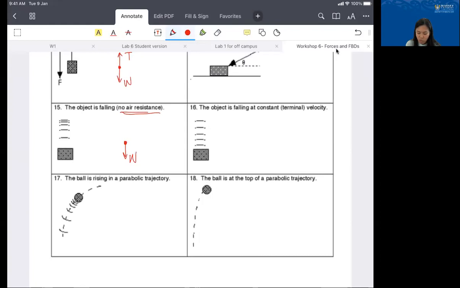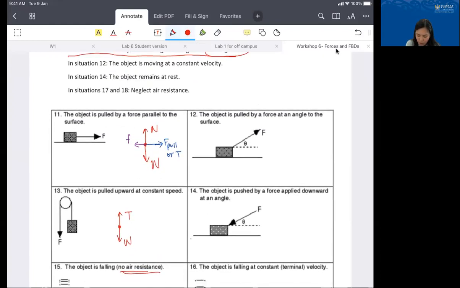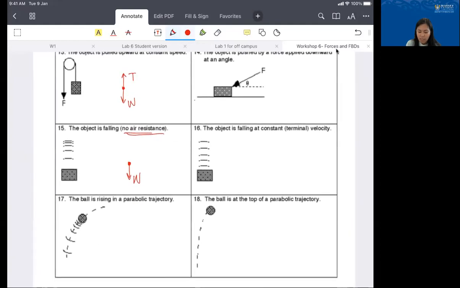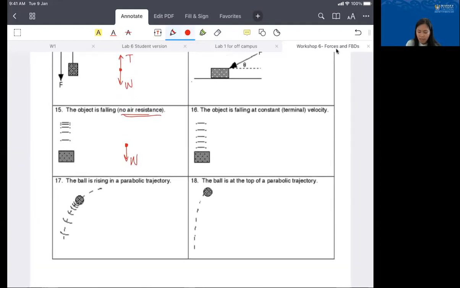So the ball is rising in a parabolic trajectory. I think there's extra information as well. Situations 17 and 18, neglect air resistance. So this is again a free fall situation. Even if your ball is tracing this parabolic path, you will only have one force, which is the weight force. In any free fall situation, you only have the gravitational pull acting on the object. And so it's the same thing for this ball at the top of its parabolic trajectory.